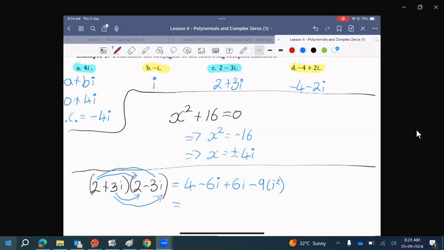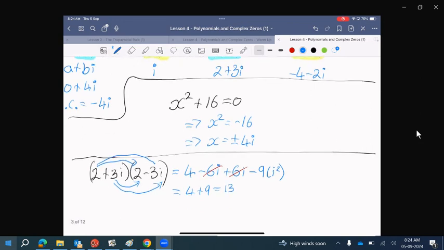Now, the great thing about the complex conjugate is that this is always going to happen. That's the whole point of it. Now, from the definition, what is i squared equal to? So minus 9 times negative 1 will give us 4 plus 9. So this is equal to 13. A useful formula for these types of expansions is: if you have a plus bi multiplied by a minus bi, then the expansion is always going to be a squared plus b squared. Super simple. I would take a note of that formula.